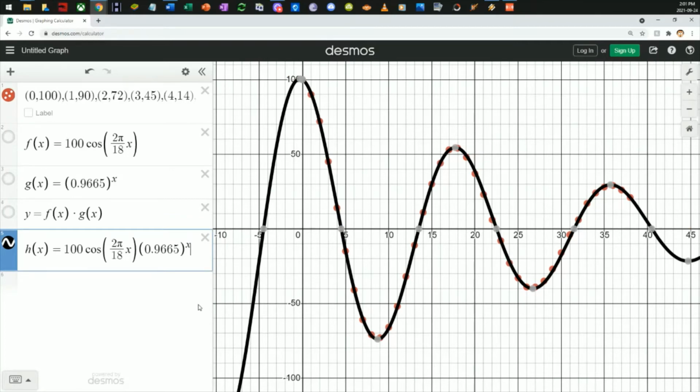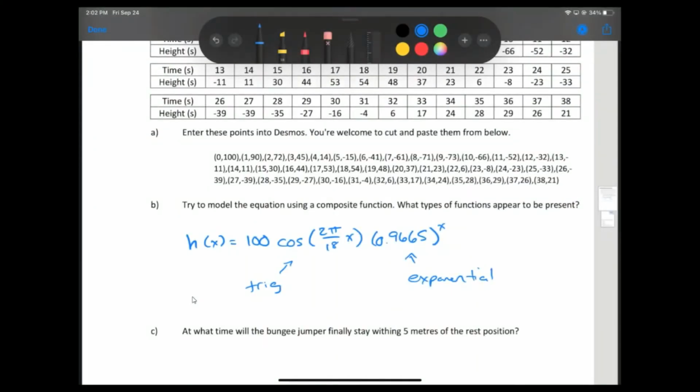So let's go back and fill that in our sheet. So there was the model as we figured it out in Desmos, and we can see that there's definitely a trig part and definitely an exponential part. So combining functions is actually super powerful as long as we can combine whichever ones we want. And we can. We know a whole bunch and we can combine them all.